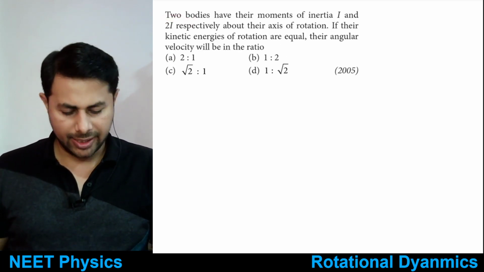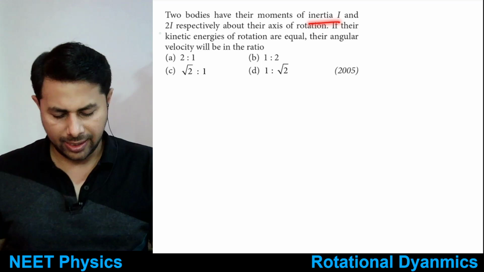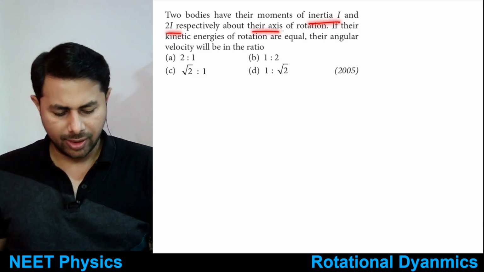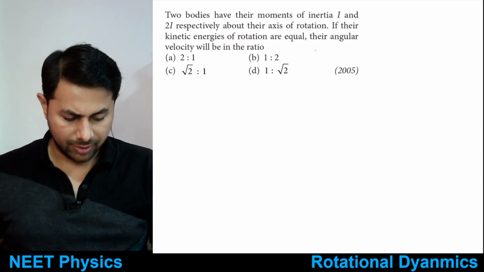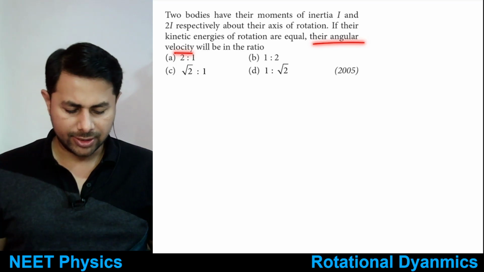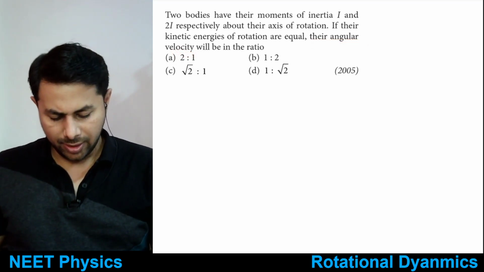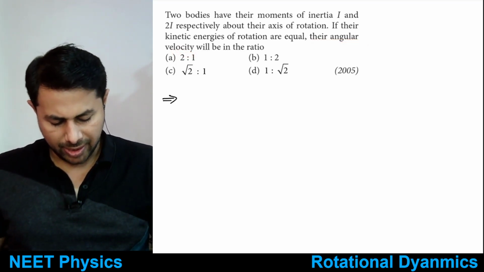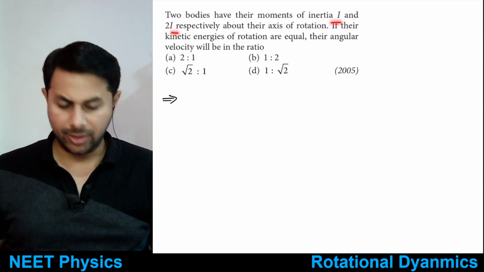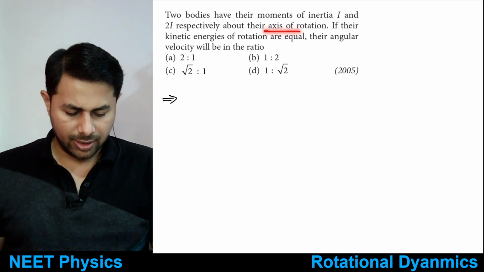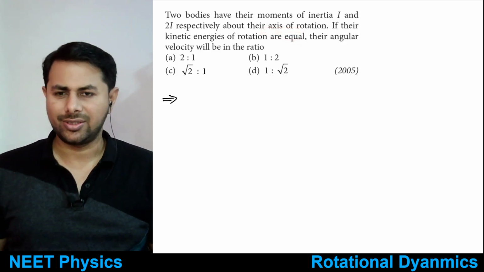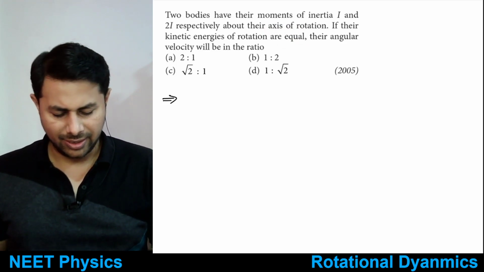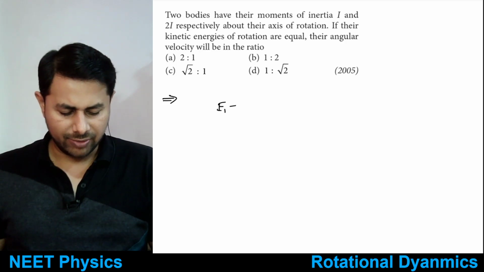Two bodies have their moments of inertia I and 2I respectively about their axis of rotation. If their kinetic energies of rotation are equal, their angular velocity will be in the ratio. So you have two objects having moments of inertia I and 2I respectively, and about the axis of rotation, kinetic energies are equal. Then what's the angular velocity? Very simple question, right?